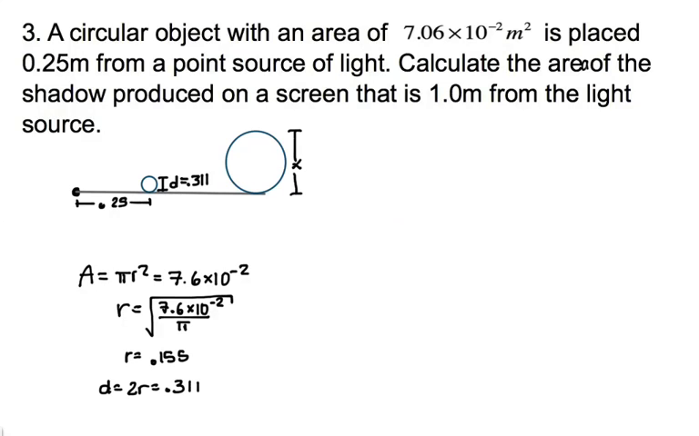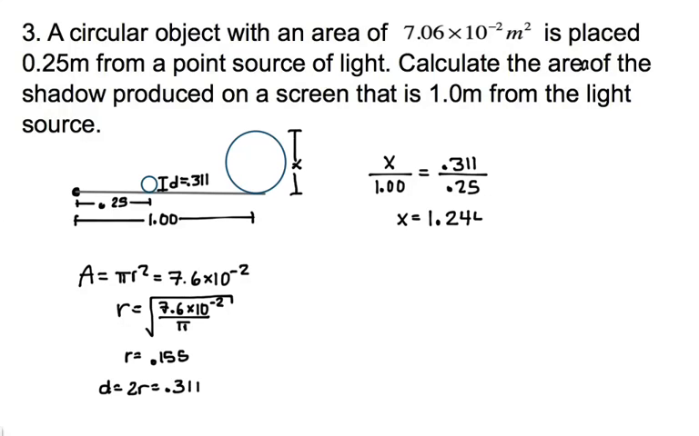So since I know that diameter, now I can figure out, I know that the object is 0.25 meters from the light source. So what I got to figure out now, and I know that the shadow is 1 meter away from the light source. So I just got to figure out that x. So x over 1 meter equals the 0.311 in diameter that we got over the 0.25. So x is going to be equal to 1 times 0.311 and divide that by 0.25.